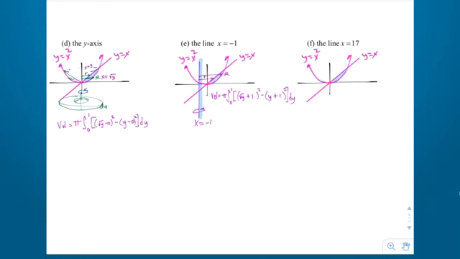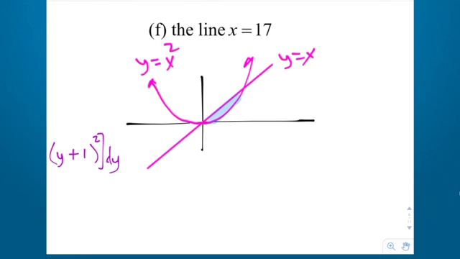And look at this one. Part F. Line x equals 17. Where's that found? Yeah, way out here in France. Wow. 17. Almost off the iPad. Is that what you said? Yeah, it is. Well, it is off the graph. It doesn't intersect it anywhere.